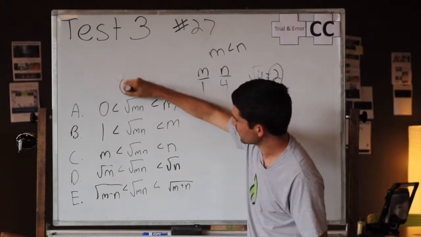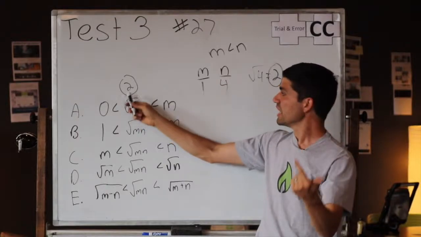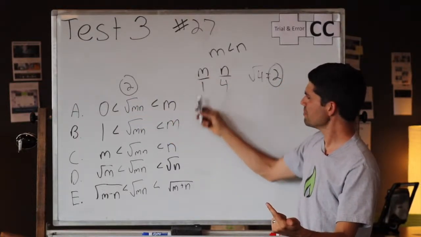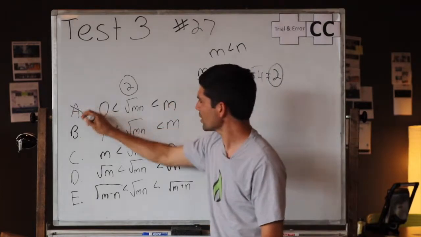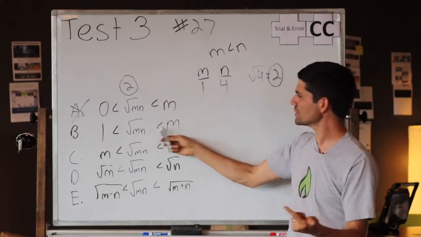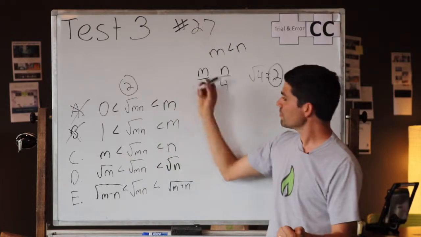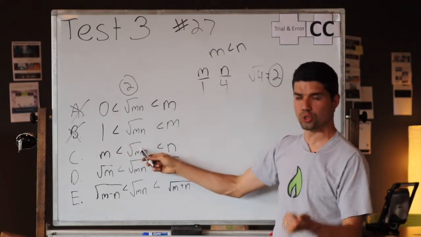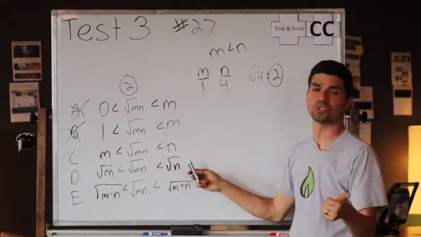So we know everything is 2 in the middle here. So 0 less than 2, checks. Is 2 less than m? No, 2 is not less than 1. Wrong. What about the next one? Is 1 less than 2? Yep. Is 2 less than m? No, we already said 2 is not less than m. Well, we know that's not true. Next, m is 1. Is 1 less than 2? Check. 1 is less than 2. Is 2 less than 4? Check. 2 is also less than 4.